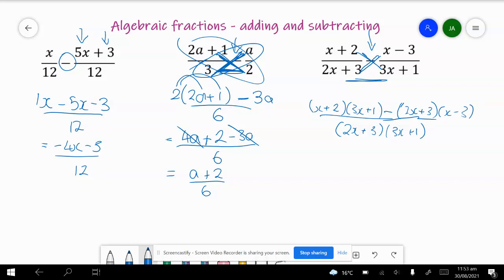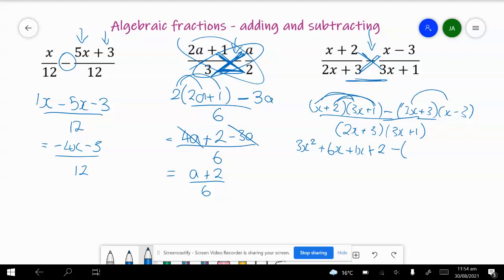We can tidy up that top line a little bit. There's not much we can do with the bottom line, but so we expand it out. So we're going to go x times 3x, which is 3x squared. And we're going to go 2 times 3x, which is 6x. And then we're going to go with the 1, plus 1 times x is 1x. Okay. Plus 2 times 1, which is 2. Okay. We're going to expand out the bottom one, but I'm just going to keep it in brackets.